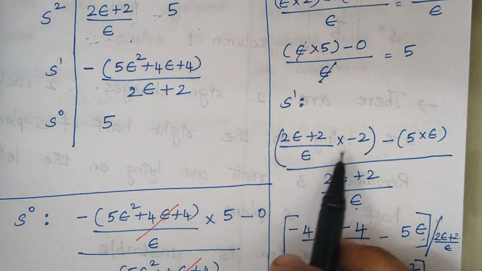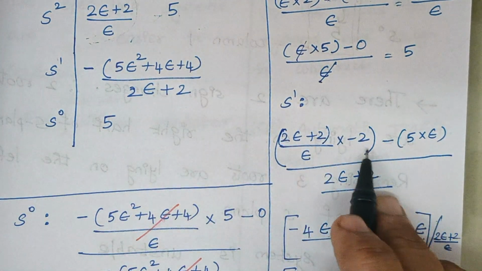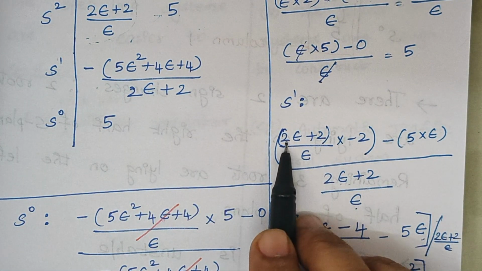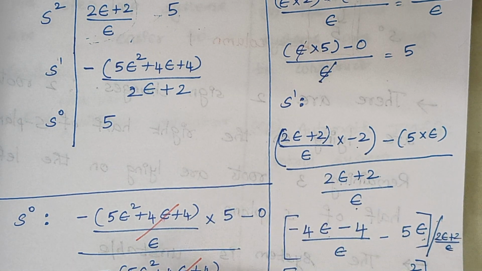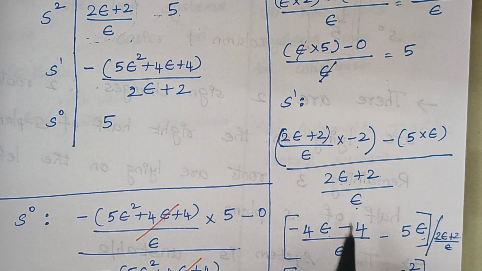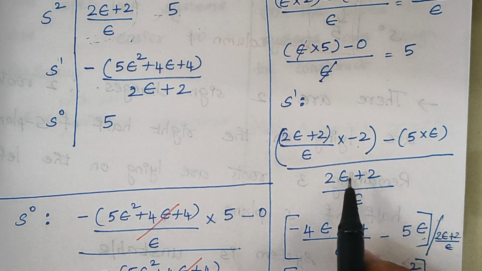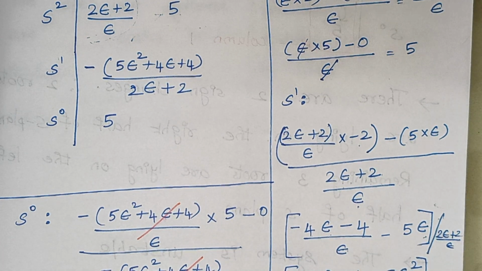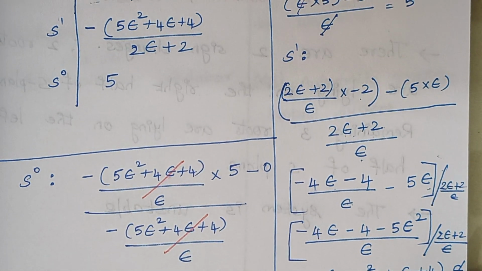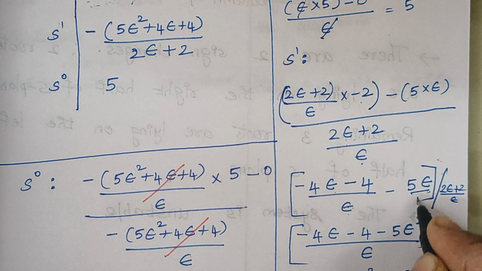This is a simple multiplication. You have to multiply minus 2 with these terms. So 2 epsilon into minus 2 gives minus 4 epsilon, and 2 into minus 2 gives minus 4 divided by epsilon. Minus 5 into epsilon is minus 5 epsilon, all divided by 2 epsilon plus 2 by epsilon. The next step is taking the LCM. This term has epsilon and here we simply have 1.